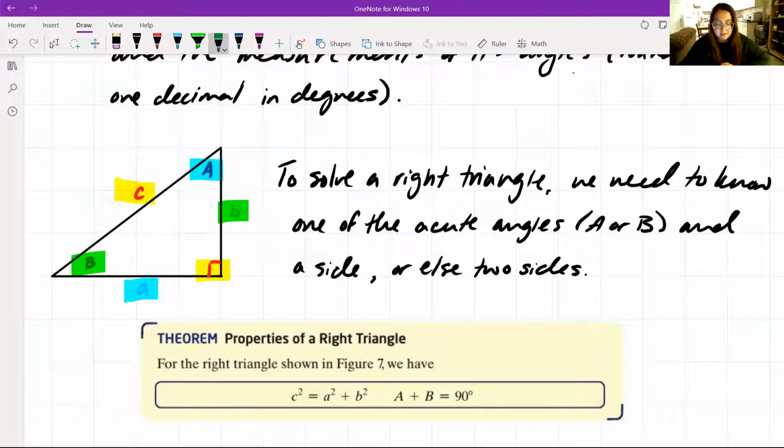So then for properties of a right triangle, from the right triangle shown in our figure, which is corresponding to figure 7 in the book, we now have that c squared is equal to a squared plus b squared, and A plus B is equal to 90. So now that we have our right triangle, these are our properties. These are always going to be true when we have our right triangle.